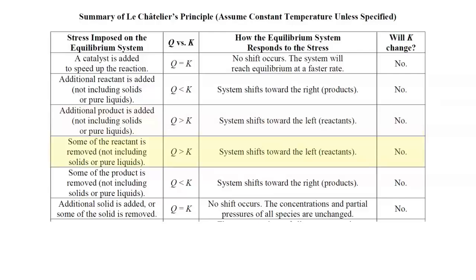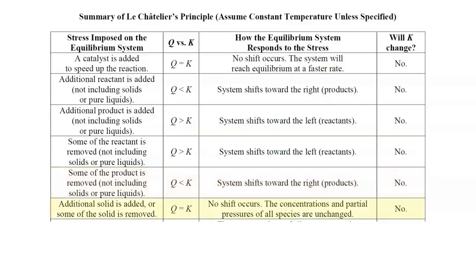What if some of the reactant is removed? Again, not including solids or pure liquids. Now Q becomes greater than K. The system shifts toward the left, toward the reactants. What if some of the product is removed? Again, not including solids or pure liquids. Q becomes less than K. The system will shift toward the right, toward the products.